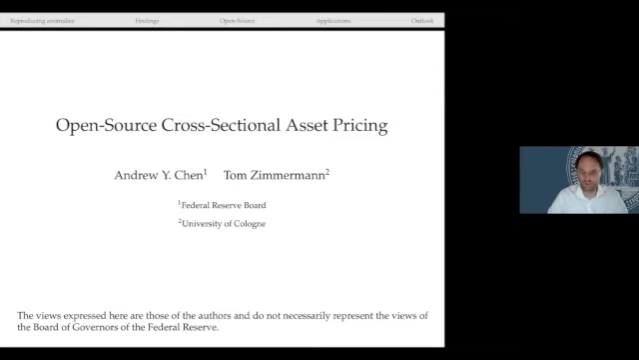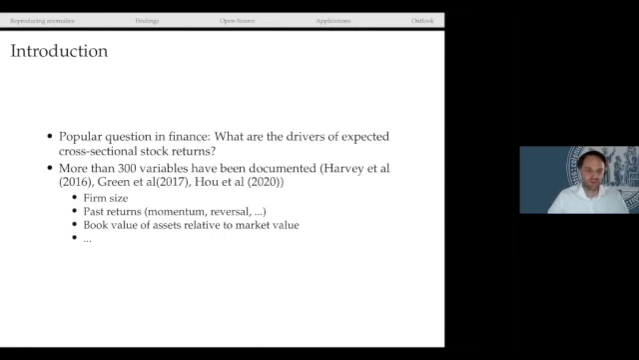Let me start with some motivation. It's a popular question in finance. I guess I don't have to tell an audience such as this one that a very popular research question is what drives expected cross-sectional stock returns. There have been more than 300 variables documented in the literature. Some of them are very familiar to you, like firm size, past returns, momentum and reversal, book to market. But there's also a whole bunch of other variables such as firm complexity and accrual variables that have also been shown to be related to expected stock returns.